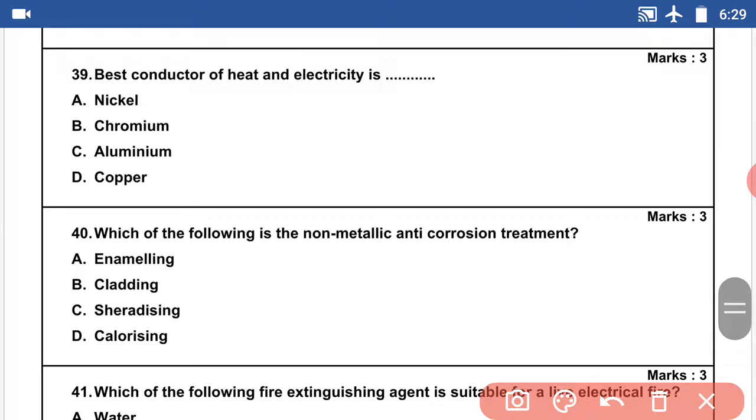Best conductor of heat and electricity is dash. This question answer copper. Option D correct answer, copper. Question number 40. Which of the following is the non-metallic anti-corrosion treatment?